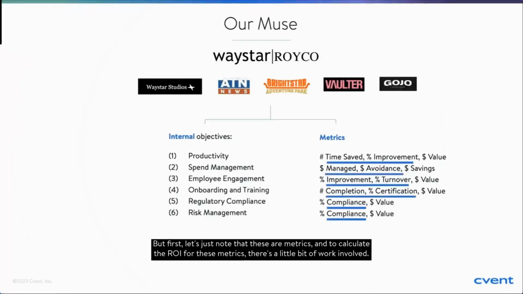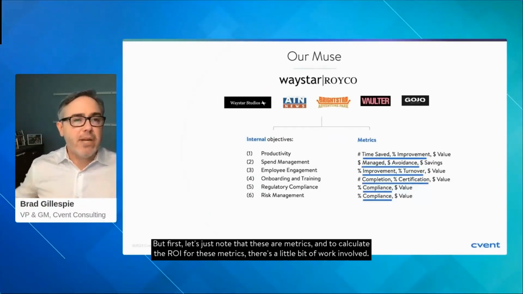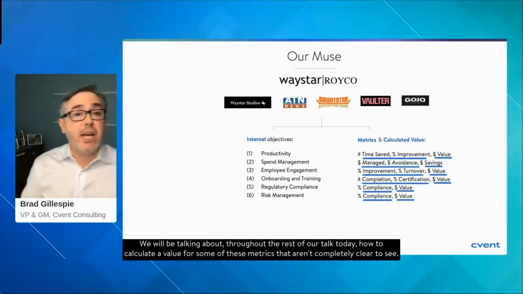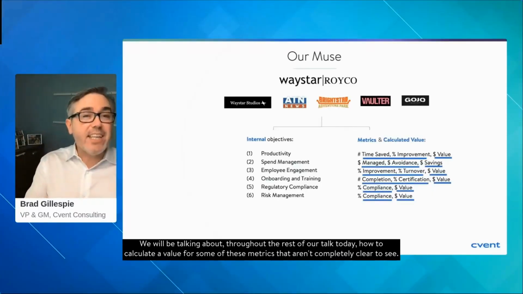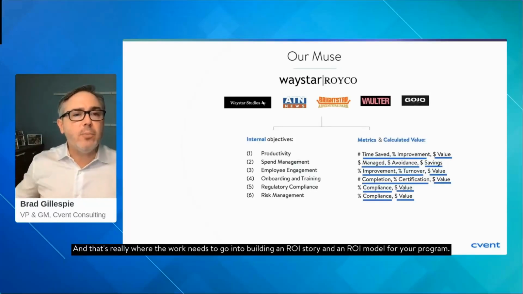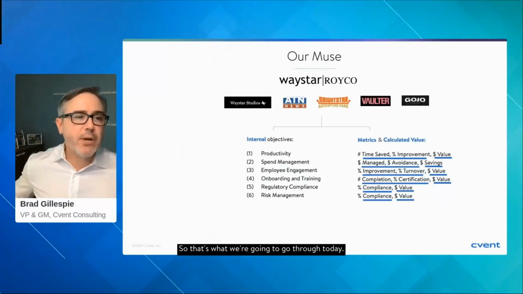But first, let's just note that these are metrics, and to calculate the ROI for these metrics, there's a little bit of work involved. We will be talking throughout the rest of our talk today about how to calculate a value for some of these metrics that aren't completely clear to see. And that's really where the work needs to go into building an ROI story and an ROI model for your program and your organization. So that's what we're going to go through today.